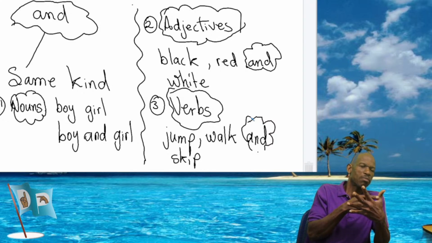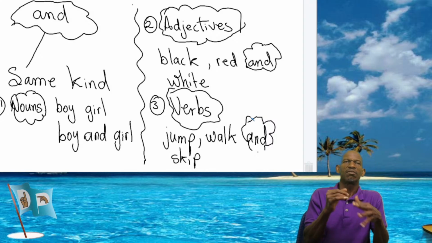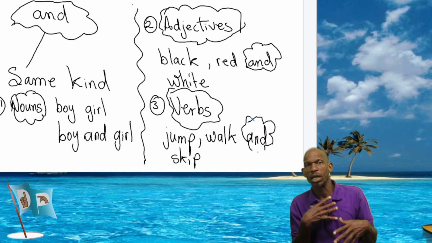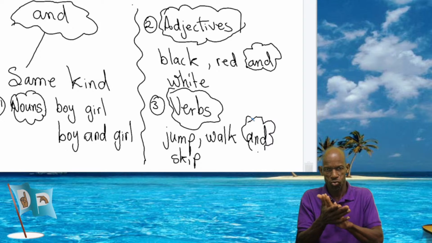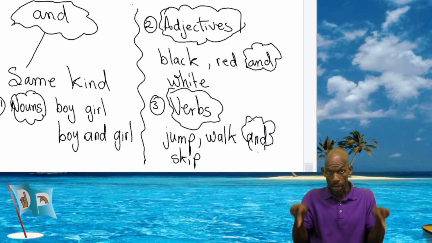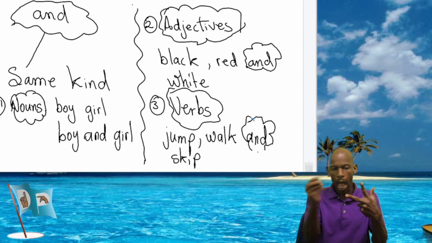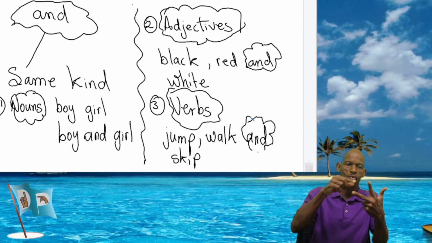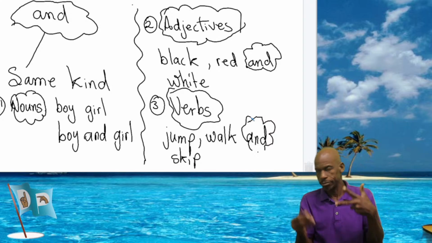So you're talking about the kind of food you like to eat, and you say pilau, roti, and barbecue, things you like to eat. So you list it, and you sign the word "and". So we use the word in sign language and we use it in English.